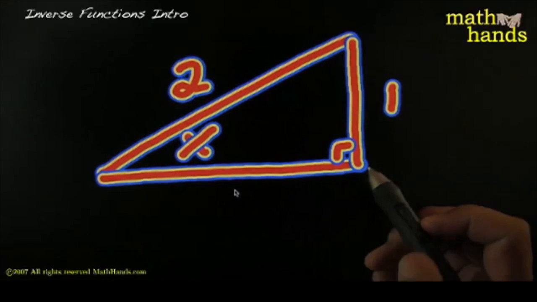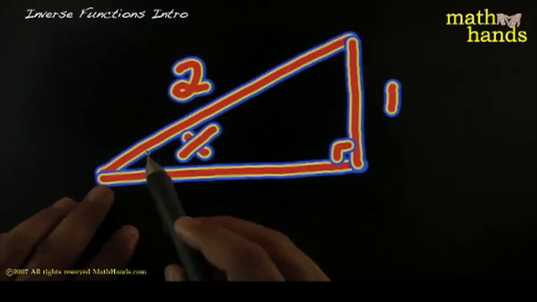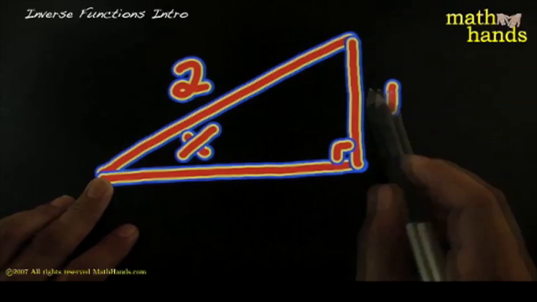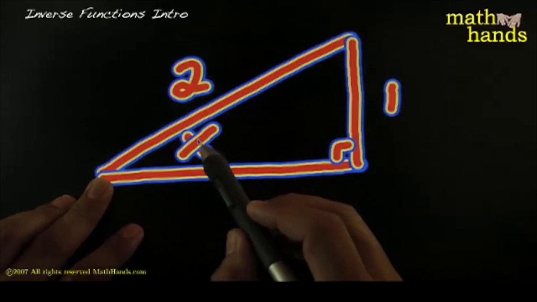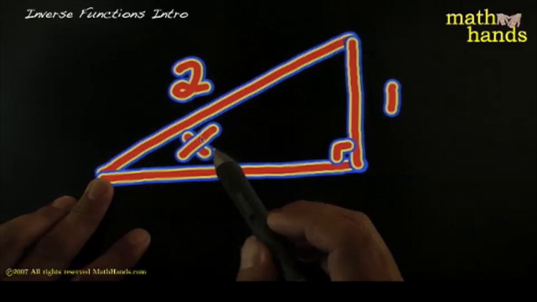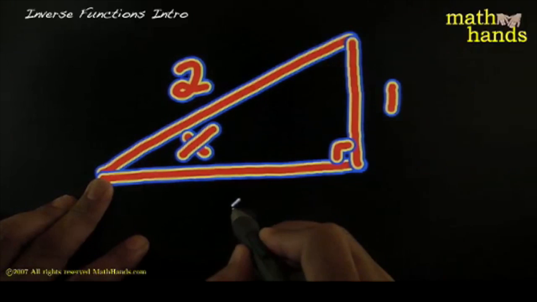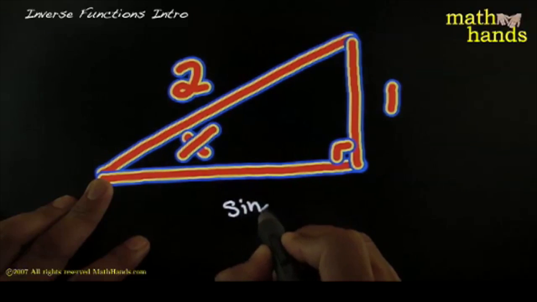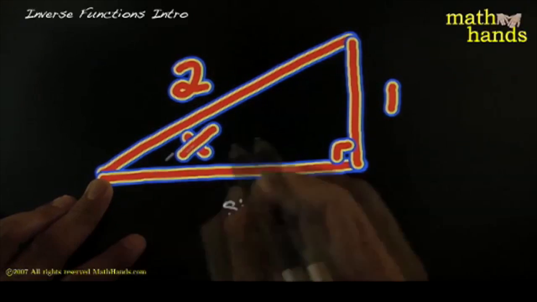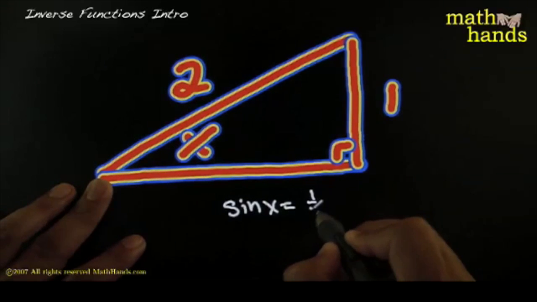Contemplate a different question. Suppose you knew the ratios. Suppose you knew that the ratio of the opposite to the hypotenuse is 1 to 2. Could you figure out what the angle is? X. That's the question of today. And so we can rephrase it this way. Sine of x is equal to the ratio of opposite to hypotenuse, which is 1 to 2.